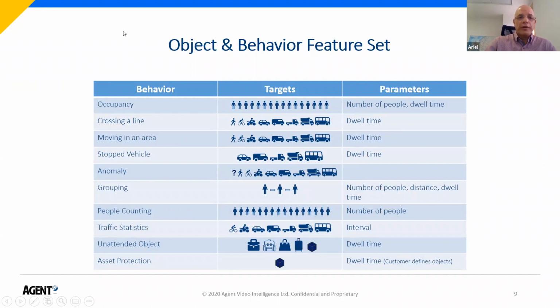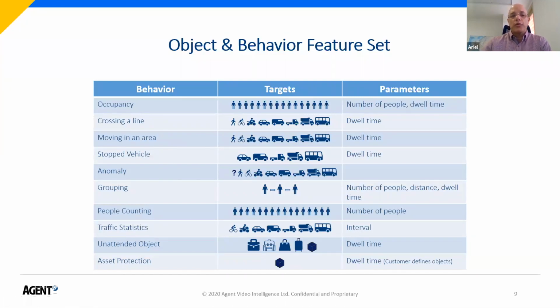When you look today at the full object and behavior feature set that we provide, first of all, you can see the type of analytics that we are providing customers: occupancy, crossing line, moving in an area, stopped vehicles, anomaly detection, grouping, unattended object, asset protection. All these are actions or events that are generated in real time. These are threats that you want to protect your system from. And we also provide statistical data such as people counting, traffic statistics, and so on, which are more retroactive or post-event.